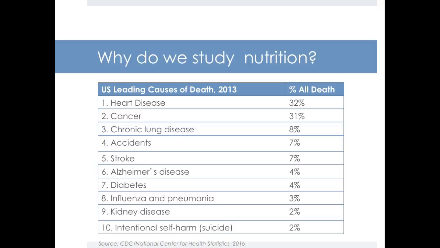So, to sum up, we study nutrition because the food choices that we are making today either directly or indirectly affect much of the potential for us to drive our health. And too many people are making the wrong decisions, which in turn are increasing their risk for some of these diseases that actually do end up killing a significant amount of Americans each year.